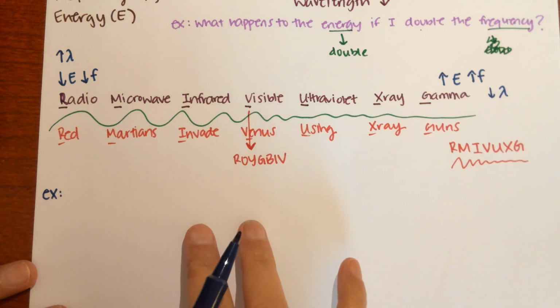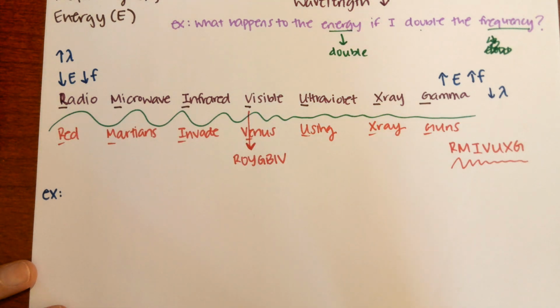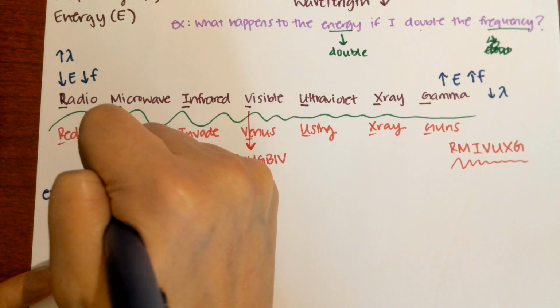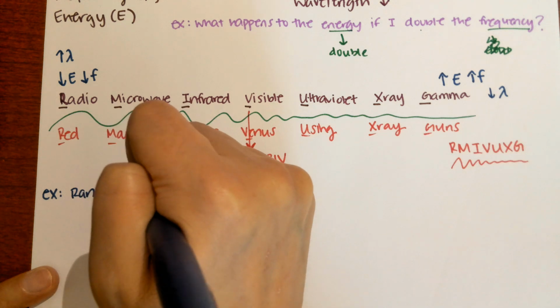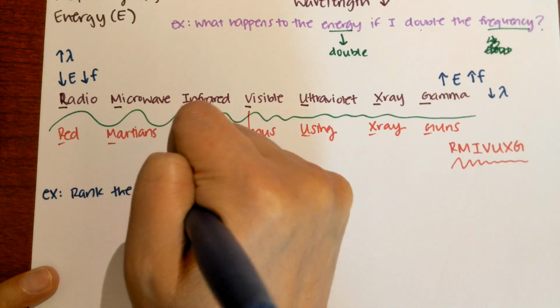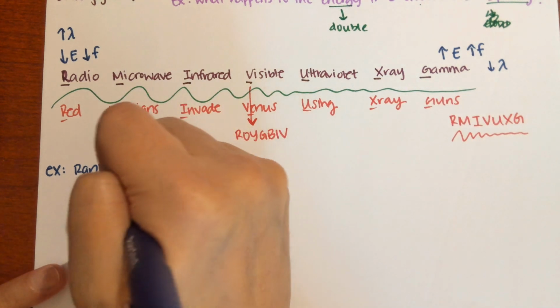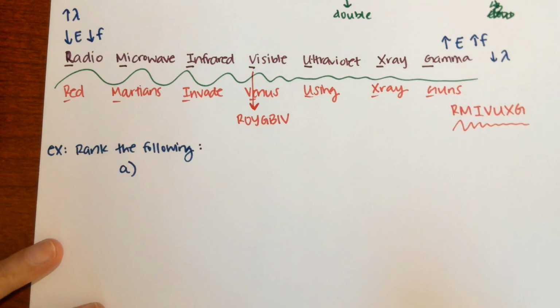So I'm going to give you some random radiation types out of order, and you're going to put them in order depending on what I ask you. So rank the following, and I'm just going to do A, B, C, different examples.